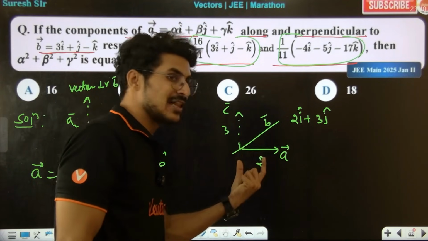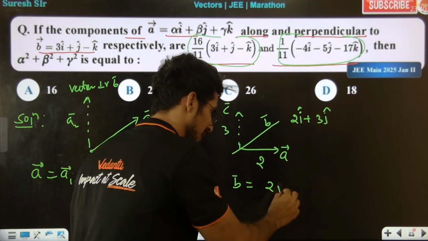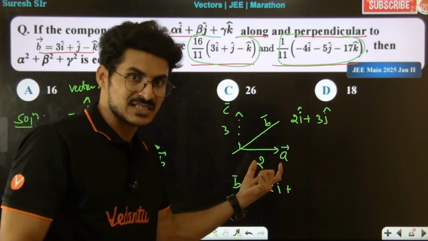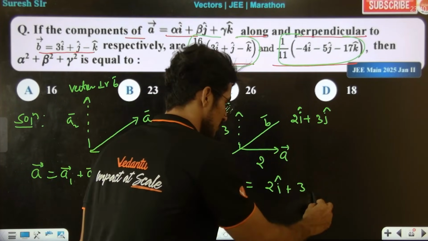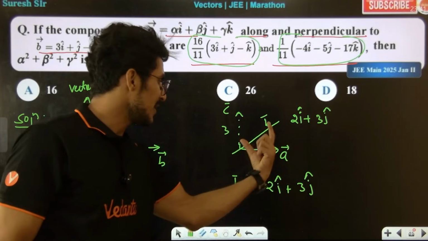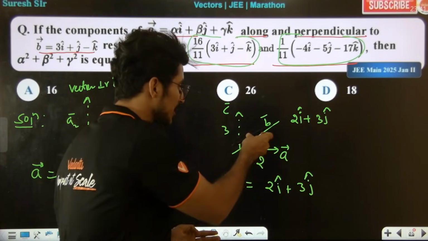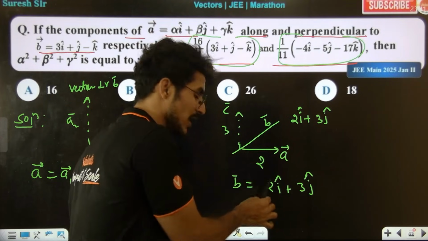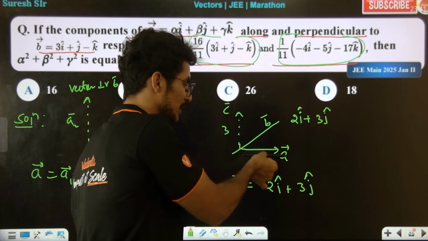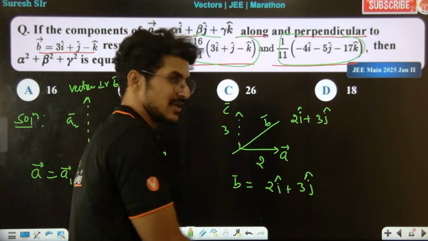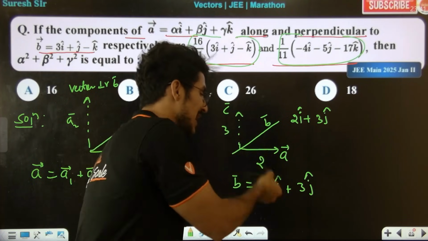Now how do you write the B vector? Along A, with respect to the x axis, the component is 2i cap. Along the y axis, the component along C, the vector perpendicular to A, is 3. With respect to x it is 2, with respect to y it is 3. So how do we get the B vector? Add this plus this.